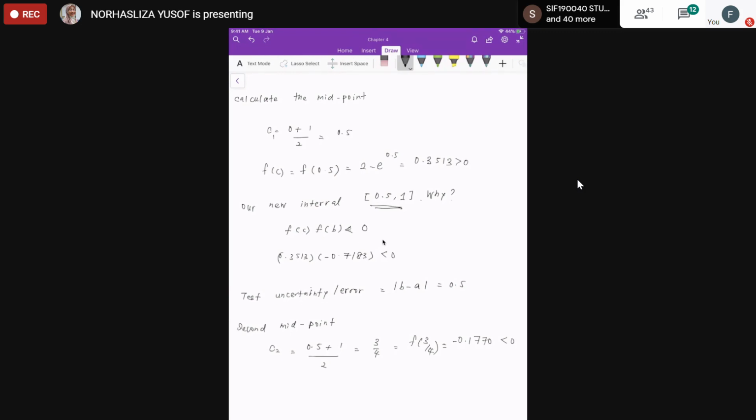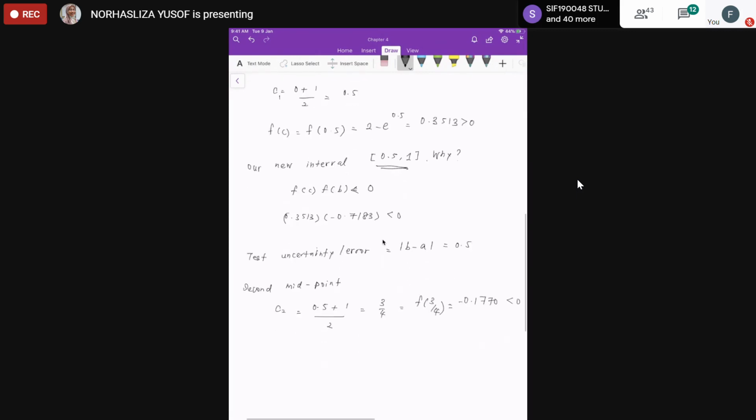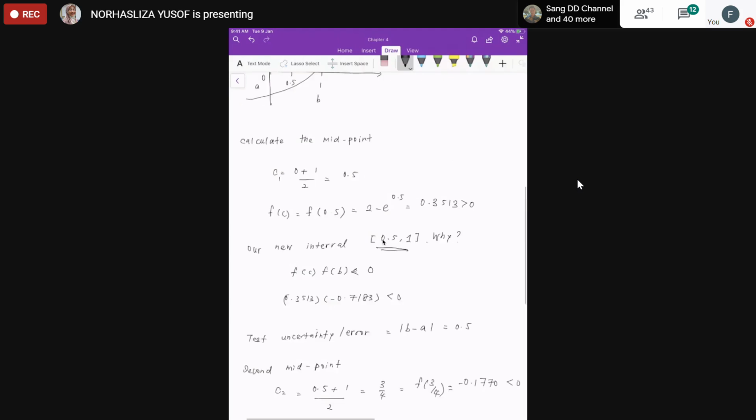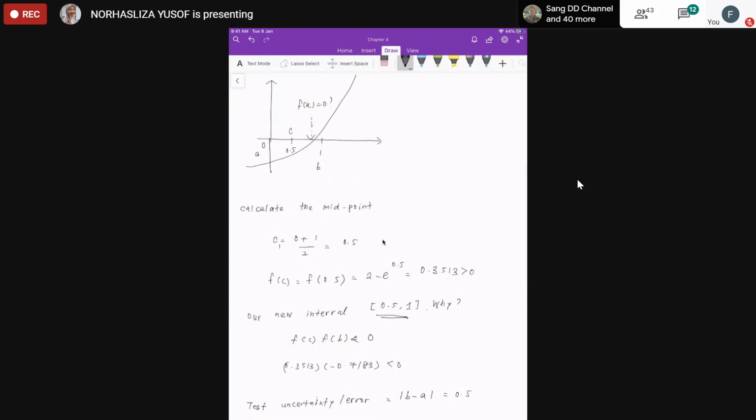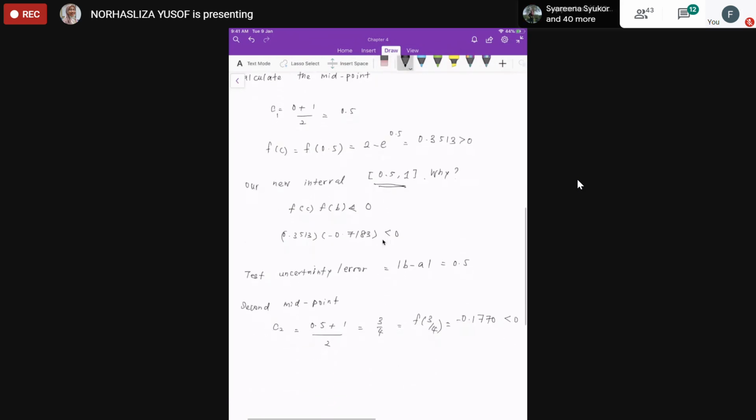Why is it changed again? Because you can see how the interval is taken care of. Since this is negative, you cannot take 1 anymore, because negative and negative become positive. So 3/4 is somewhere here, for example, not necessarily here. We're going to see where our new result is now.